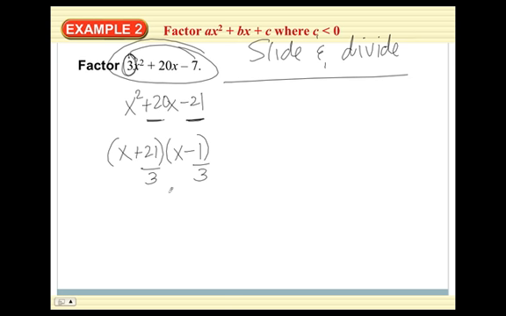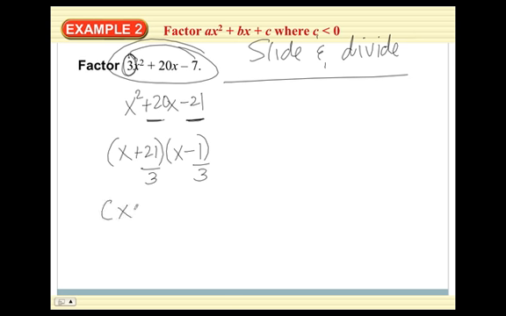Okay, so if you're writing steps down, step number 1 is to slide A. Step number 2, factor like normal. Step number 3 is to divide by the A value. Whatever A was, that's what you divide by. Now, step number 4 is the simplify step. So step number 4, simplify these two things.